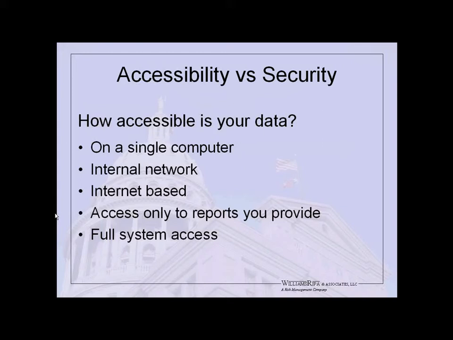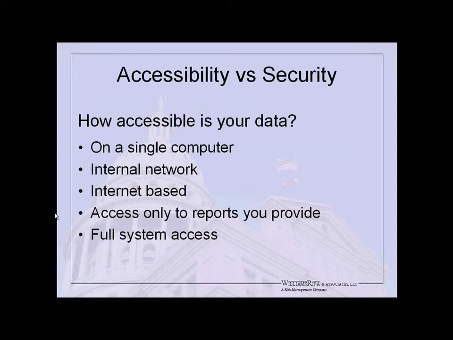Access only to reports you provide. This goes back to the single computer solution and can also work with the internal network or internet-based. This would be where you have access to all of the information, all the claims data, things of that nature, and you produce the reports. They really don't have any access to get into the system. They just have access to the reports that you're providing to them. Now, again, those reports still have critical data in them.